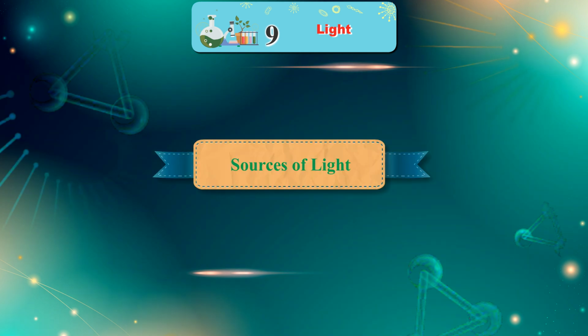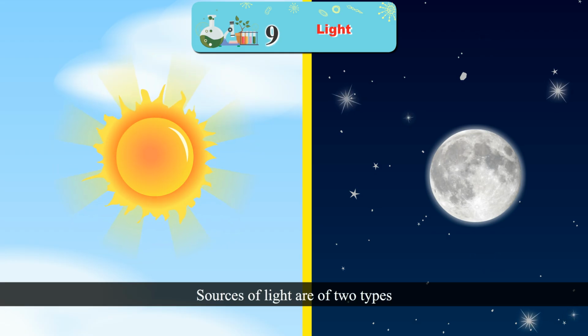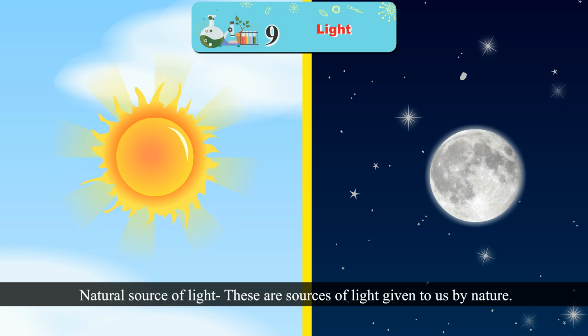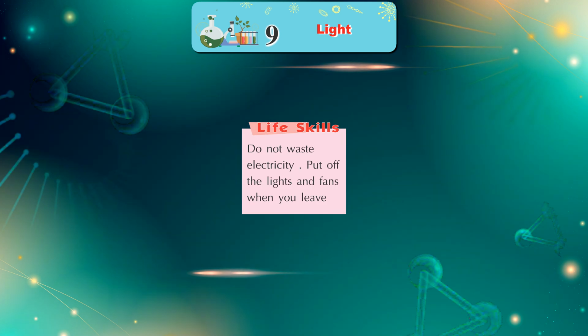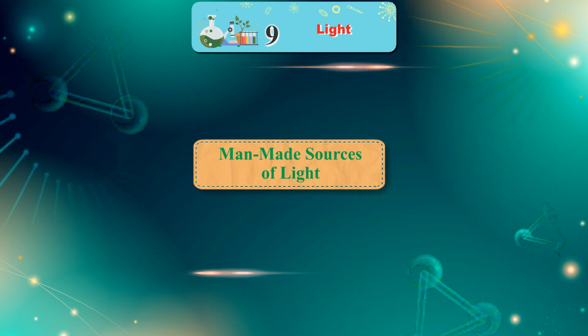Sources of light. Sources of light are of two types. Natural source of light. These are sources of light given to us by nature. Examples: sun, stars. Life skills. Do not waste electricity. Put off the lights and fans when you leave.